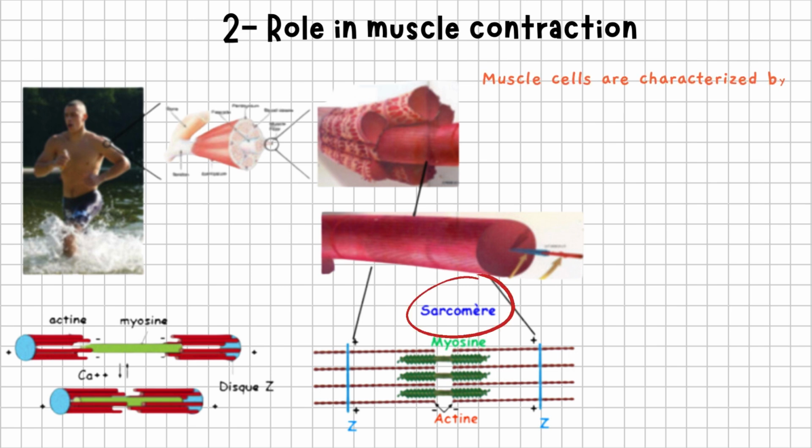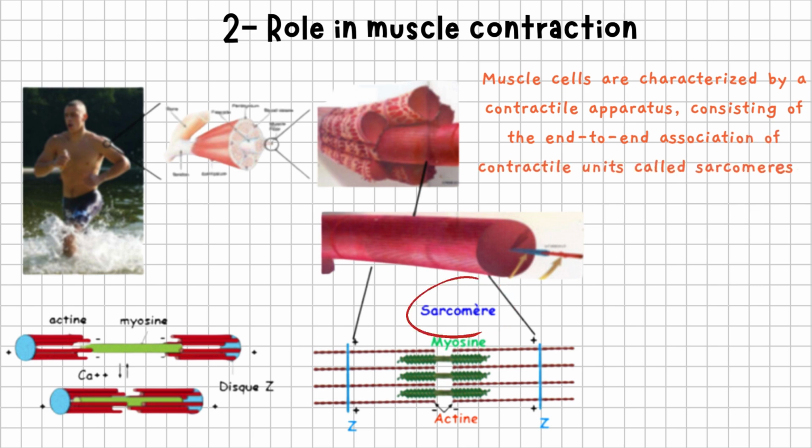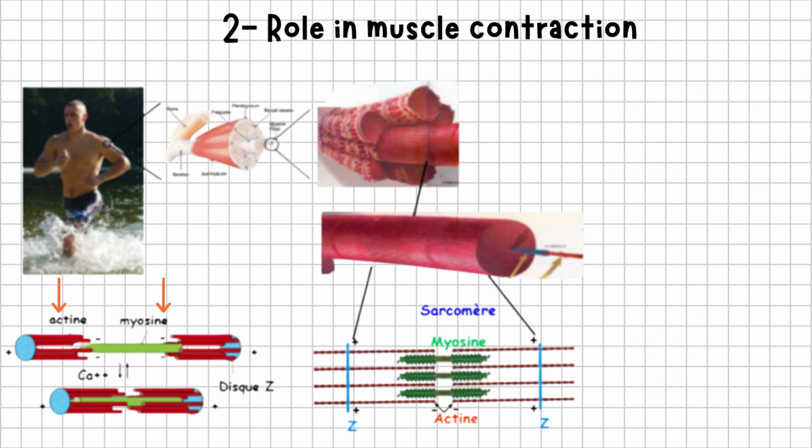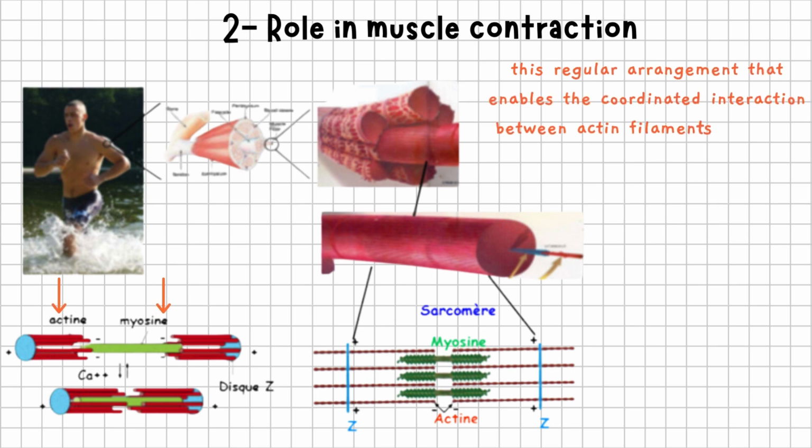Muscle cells are characterized by a contractile apparatus, consisting of the end-to-end association of contractile units called sarcomeres. In electron microscopy, these sarcomeres give the cell a striated appearance, with alternating light and dark bands. The striated appearance of the sarcomeres reflects the precise organization of actin and myosin filaments within each contractile unit. It is precisely this regular arrangement that enables the coordinated interaction between actin filaments and type II myosin, a fundamental mechanism for muscle contraction.